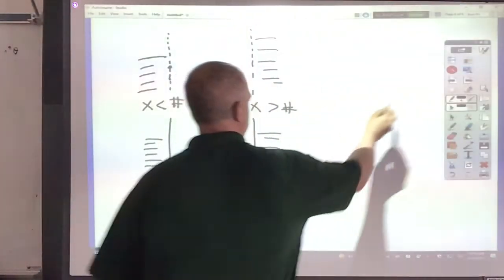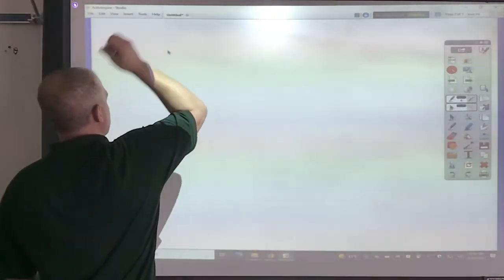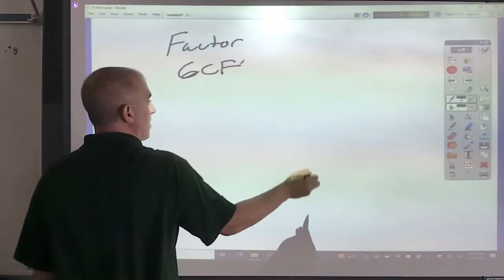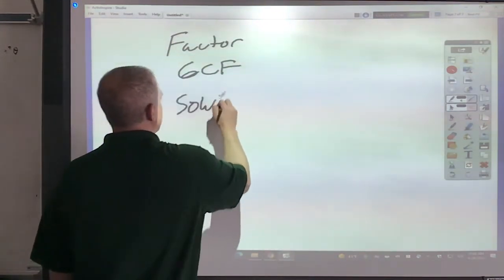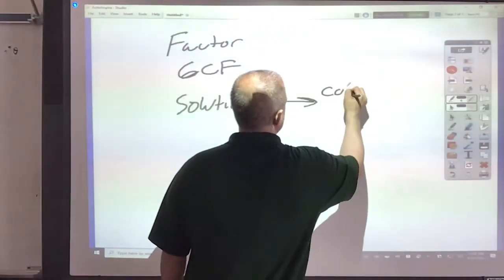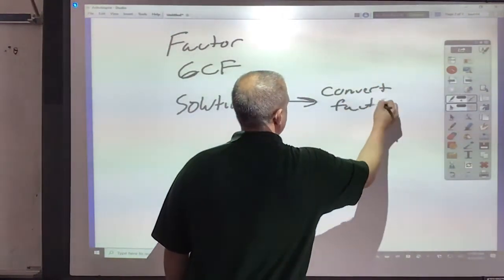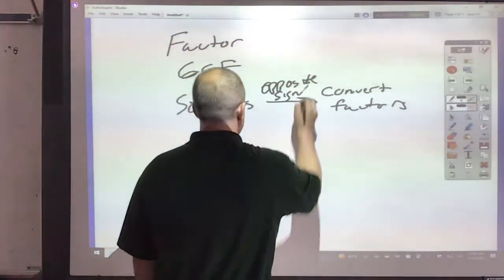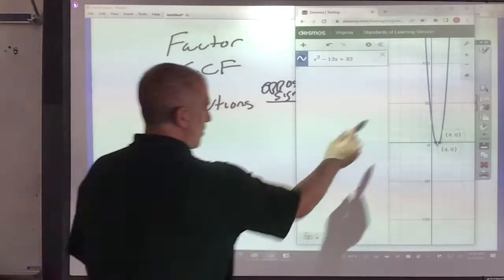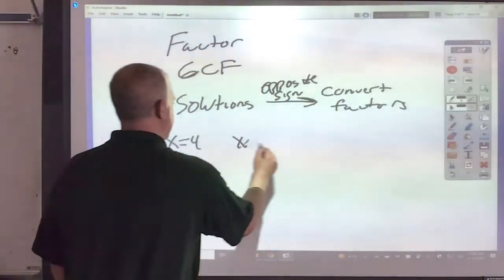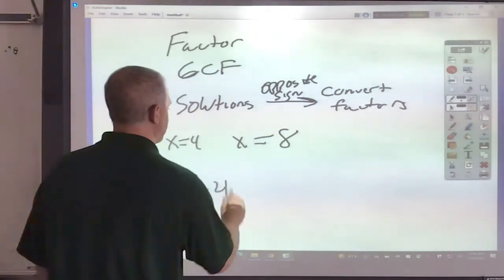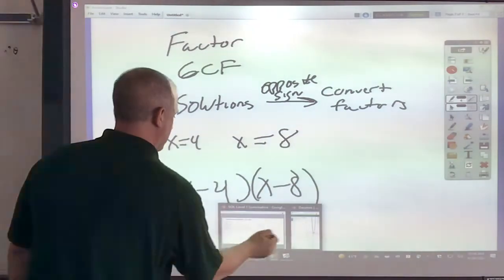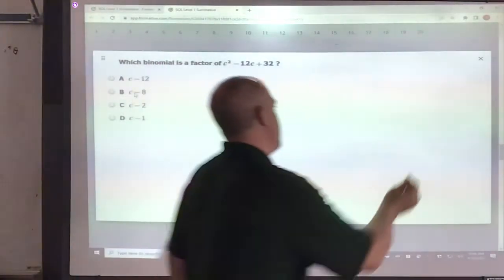So when you factor, you should always check for a GCF first. That could be one of your factors. Then you want to find the solutions and convert to factors. How do I convert? It is opposite signs. So if my solutions in this case were 4 and 8, the factors are x minus 4 and x minus 8. And if there was a GCF, that would go here. So I've got to look at what I had. That's going to be answer B. That's the closest one.